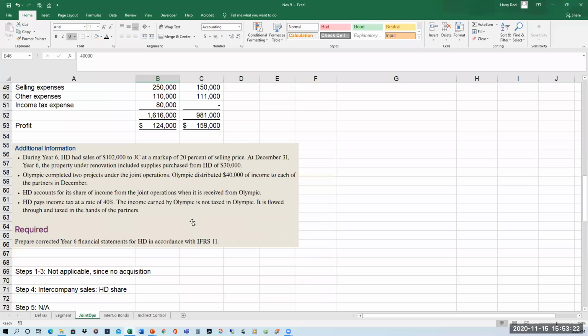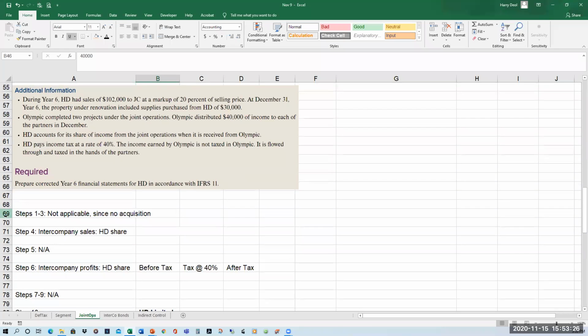Okay, so I'm just going to demonstrate the solution to you folks here. Steps 1 through 3 are not applicable. Steps 1 through 3, remember, step 1 was identify the acquirer. Well, there's no acquirer here because it's a joint operation. There's no acquisition differential or amortization of acquisition differential because there was no acquisition as such. This was a joint operation that was formed by HD. So the steps 2 and 3 are not applicable.